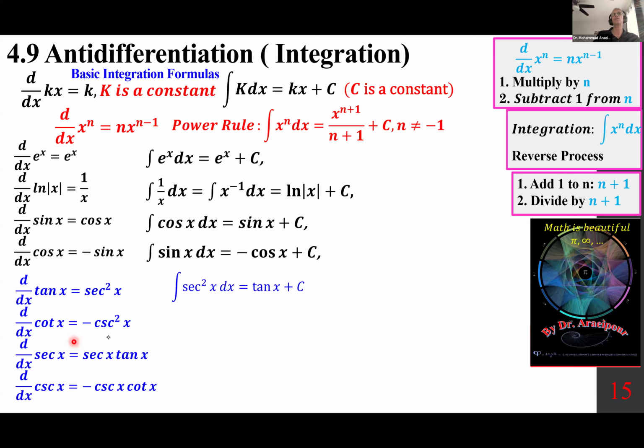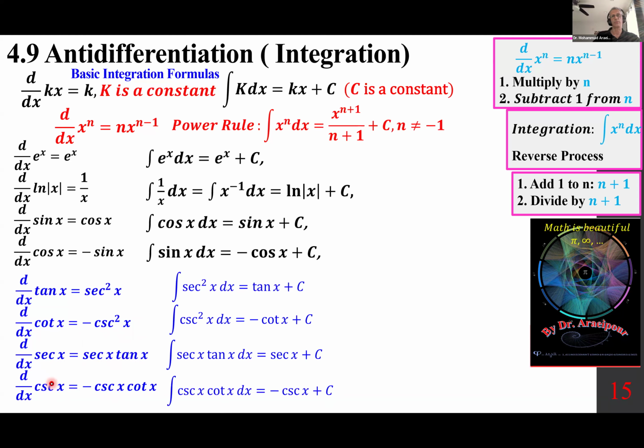For cotangent, the derivative is negative cosecant squared. So the integral of cosecant squared x dx, remember we're going to have this, would be minus cotangent x and a constant. The derivative of secant is secant tan, so the integral of secant x tan x dx must be secant x and a constant. If the derivative of cosecant is negative cosecant cotangent, the integral of cosecant cotangent must be minus cosecant x plus a constant. So believe it or not, that's the justification.